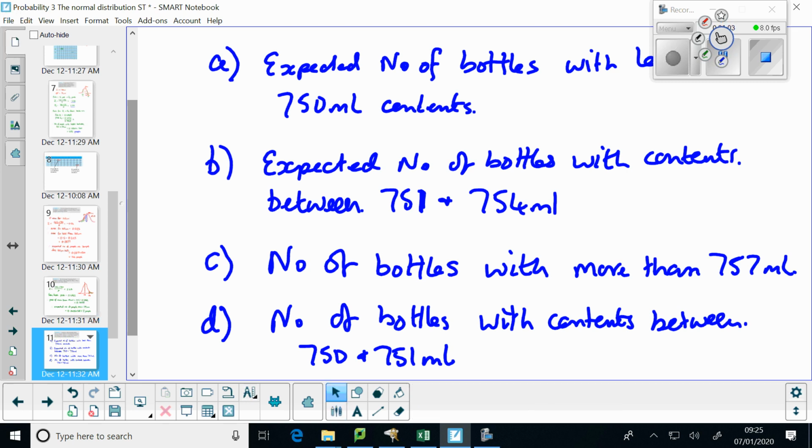There you go. Last one, part D. Number of bottles with contents between 750 and 751. That last bit, what you should notice is that you're already calculating the value of 750, so you've got to do 75.